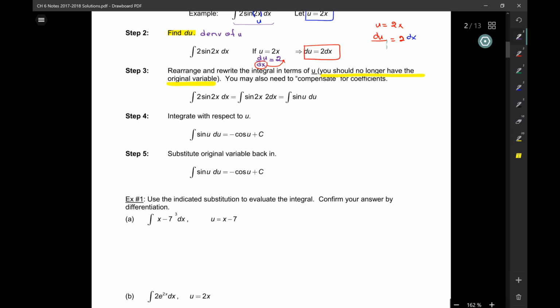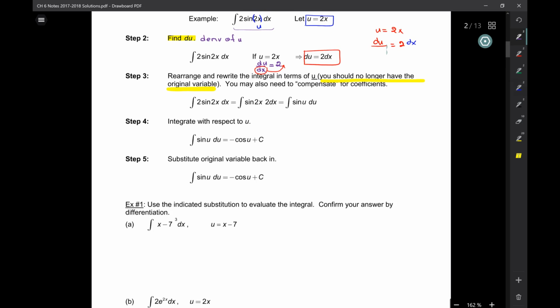I had 2 sine 2x dx, right? So remember, 2x was u, so 2x is going to be u. Now, what's du? It's 2 dx. Is there a 2 dx here? So what I'm going to do, can I bring the 2 over and write it after the sine 2x? Yeah, I could totally do that.